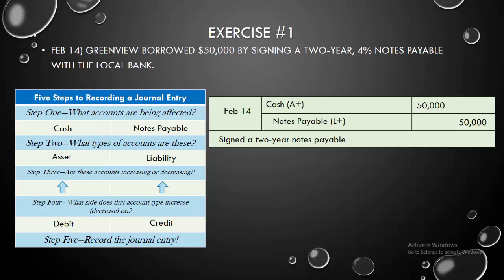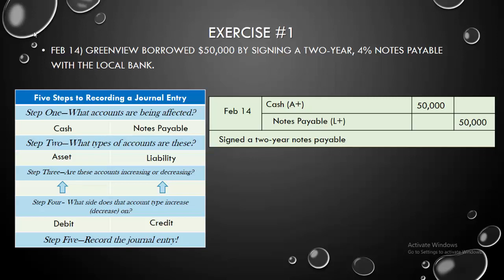On February 14th, Greenview is going to borrow $50,000 by signing a 2-year 4% notes payable with a local bank. Well, in this entry, what's happening? What two accounts are being affected? Why are we signing a note? Because we're borrowing money. And since we're borrowing money, our cash has to be going up.